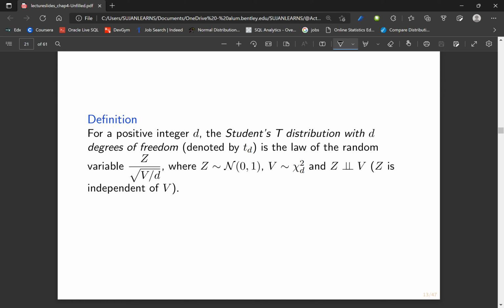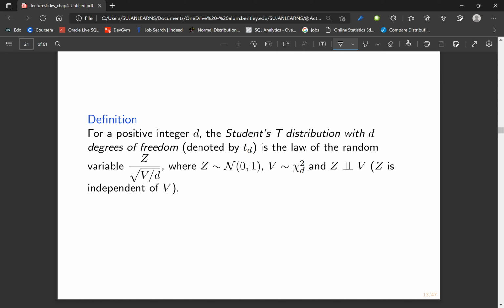Student distribution is defined by the division of a standard normal distribution denoted by z, divided by the square root of a chi-square distribution, the ratio of chi-square distribution divided by its degree of freedom. That's the definition of student distribution.